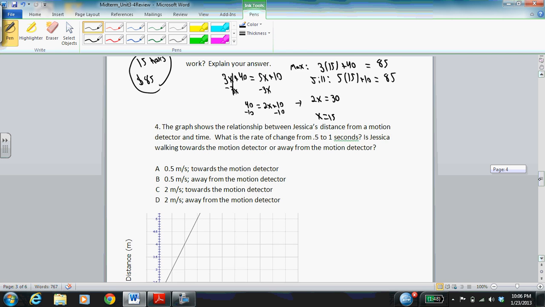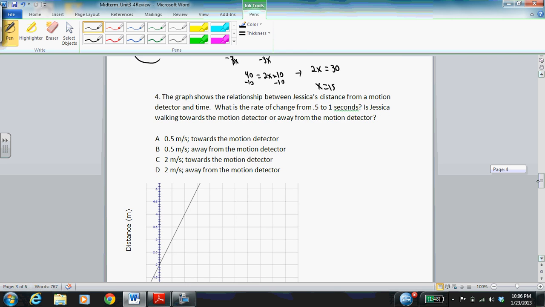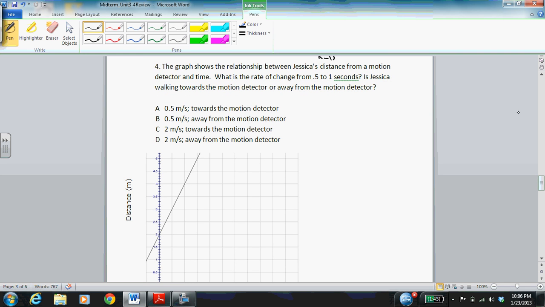Now number 4 is a bit shorter. It says the graph shows the relationship between Jessica's distance from a motion detector and time. What is the rate of change from 0.5 to 1 seconds? And is Jessica walking towards the motion detector or away from the motion detector? So remember, rate of change is always the change. Remember this delta, this triangle means change in the dependent divided by change in the independent variables.